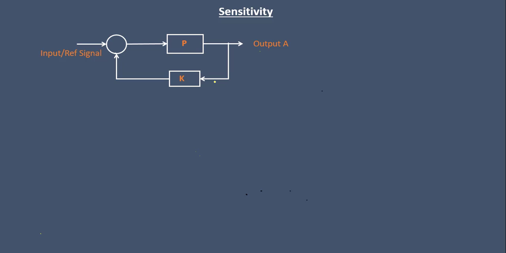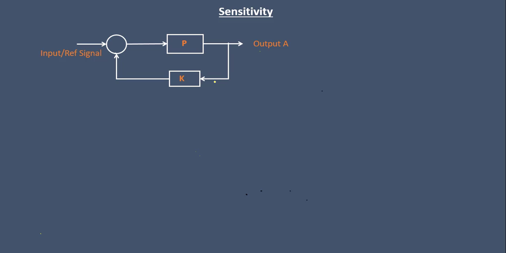Hello everyone. Our today's topic is sensitivity, and it is an important topic as many questions are asked in GATE and other competitive exams. So to start with, let us understand what you mean by sensitivity. Since sensitivity is a general term, let us understand it in accordance with control systems in a generalized way. To understand sensitivity in simple words, let us consider a closed loop system.